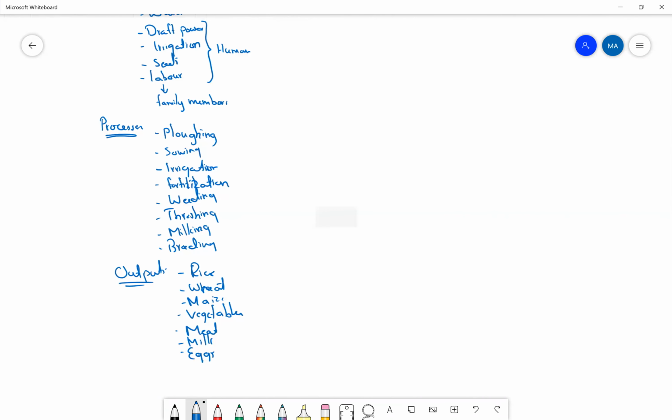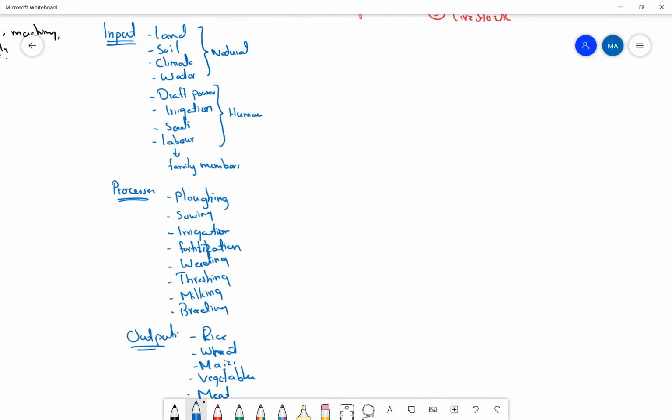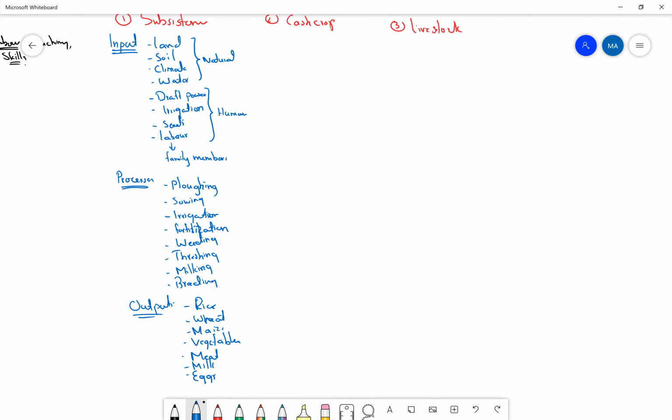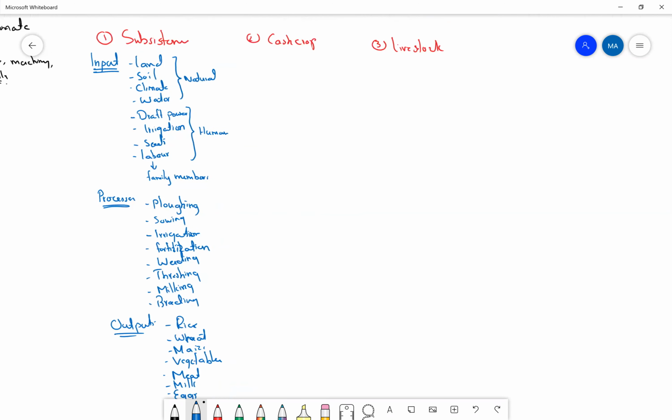So we've studied the subsistence farm as a system as a whole: the inputs, the processes, the outputs. Guys, is there any question so far? Anything that's not clear? Everything's clear? Should we move on then? All right.